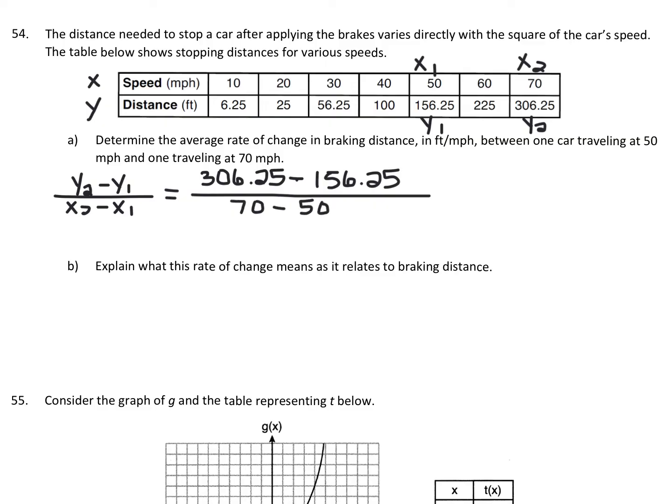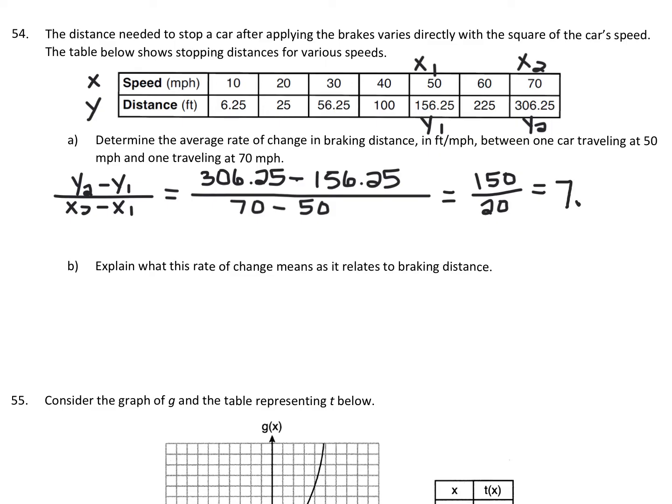All right, and then you could just figure out what that's equal to. So if you subtract the numerators, I guess that gives you what, 150? Yeah, 150 exactly. And then if you subtract the denominators, it gives you 20. And then 150 divided by 20, or, I guess 15 divided by 2, would be 7.5.